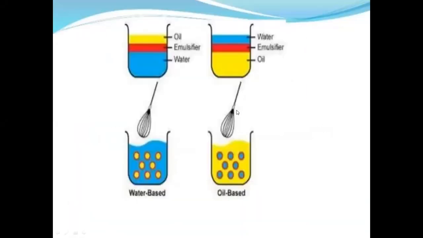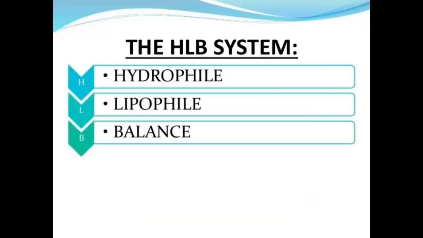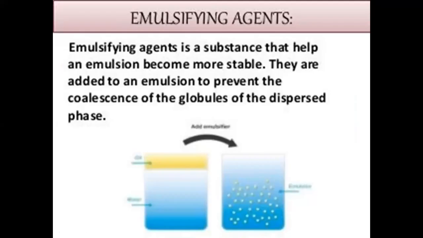So what is meant by emulsifying agent? Emulsifying agents are the substances added in the emulsion to make the emulsion more stable. Their definition is that these are the agents which reduce interfacial tension in between these two immiscible phases, that is the oily phase and the aqueous phase, and thus make these two phases miscible and make a stable emulsion. This is known as emulsifying agent.